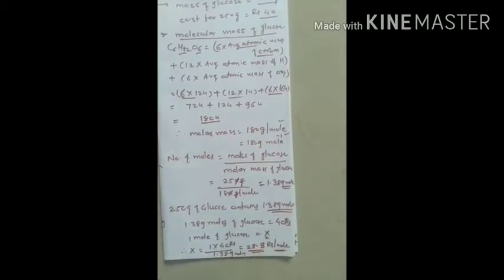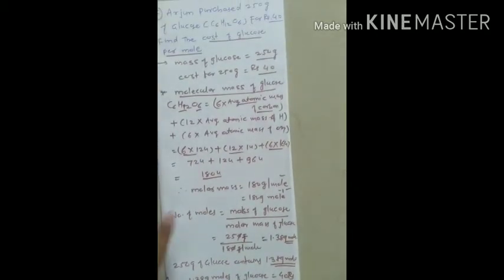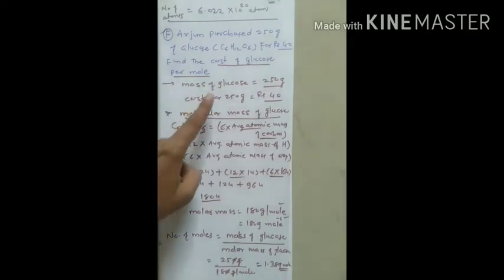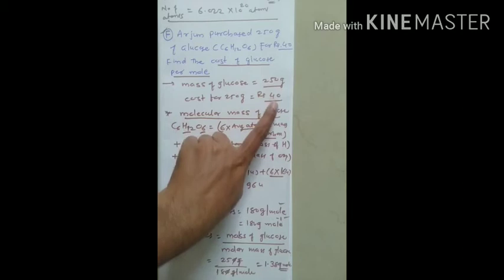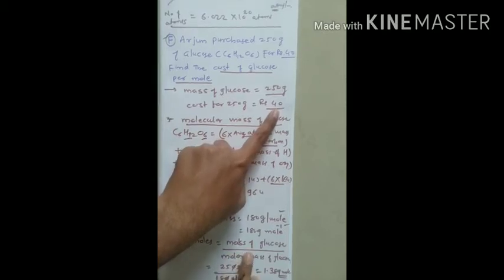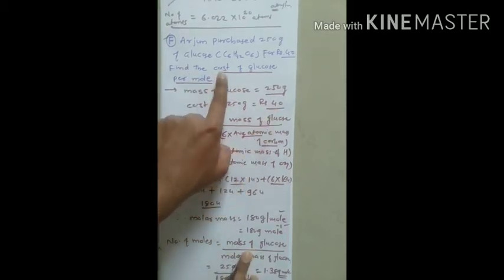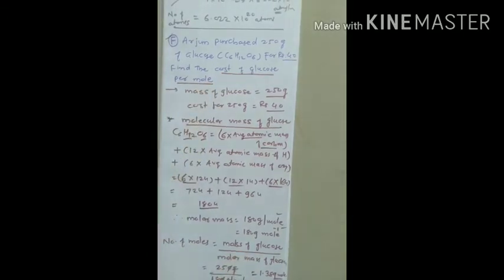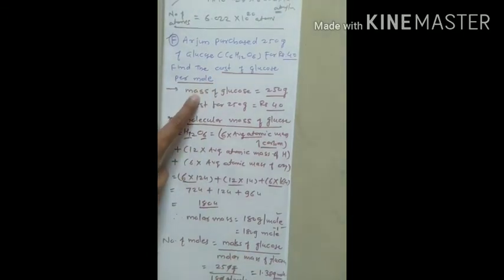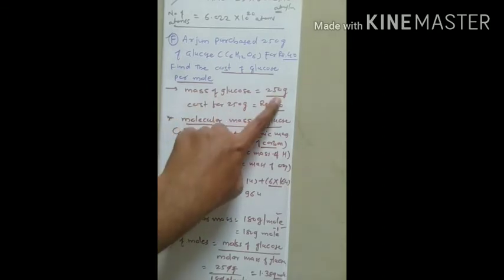So this is the way we have to solve this numerical. Again, I will quickly revise it. Firstly, what they have given: the mass of the glucose is 250 gram, and its price is given as 40 rupees. And they will ask us to find the cost of glucose per mole. So we have to convert this mass, 250 gram, into number of moles first.